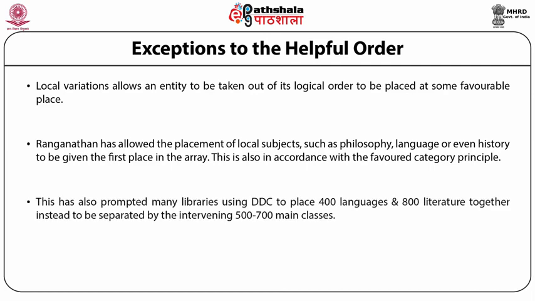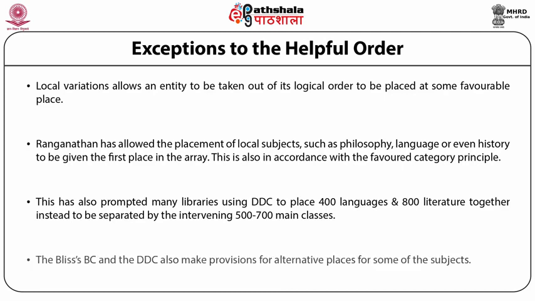This has also prompted many libraries using DDC to place 400 languages and 800 literature together instead of being separated by the intervening 500 to 700 main classes. The Bliss bibliographic classification and the DDC also make provisions for alternative places for some of the subjects. For example, religion in Bliss classification can be placed either at P or at Z.